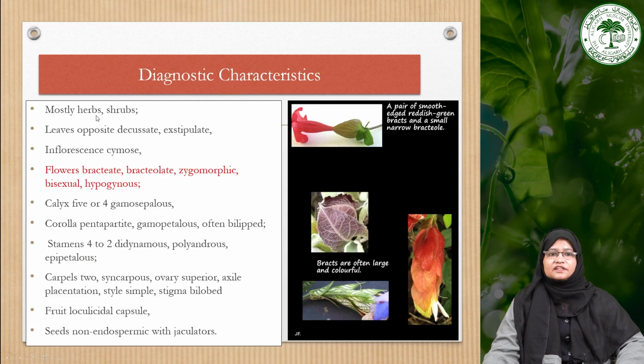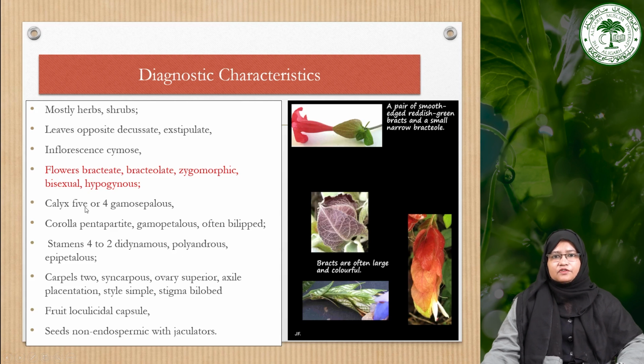As we have seen, generally these plants are either herbs or shrubs, leaves are opposite decussate with exstipulate, and the inflorescence is generally cymose. The most important characteristic is that the flowers are bracteate and bracteolate with zygomorphic symmetry, bisexual and hypogynous. So the presence of bract and bracteole, and these bracts and bracteoles are quite showy in nature, as we can see here, often colorful and quite large, as we can see in these images.